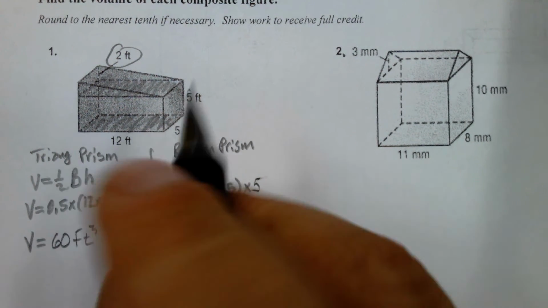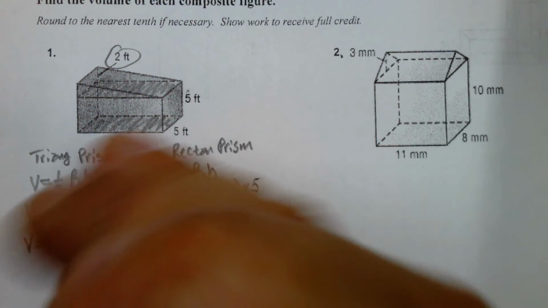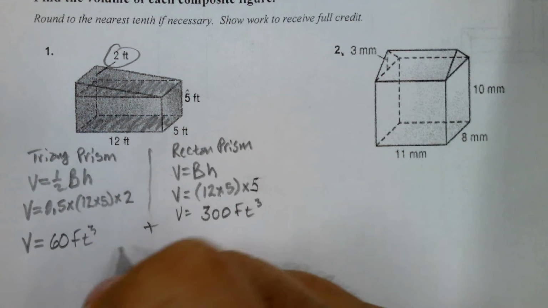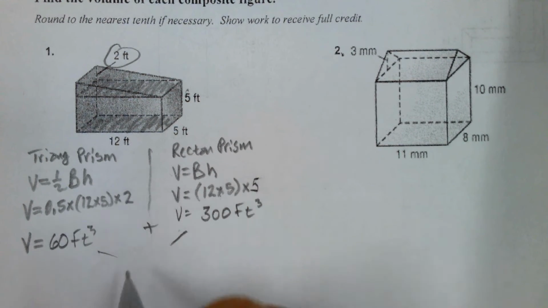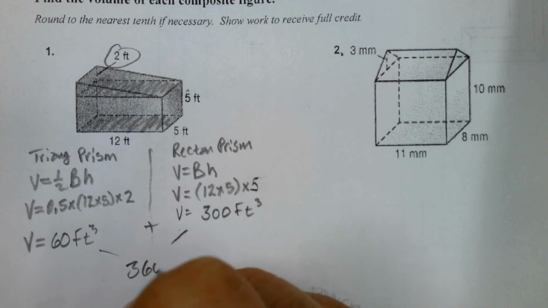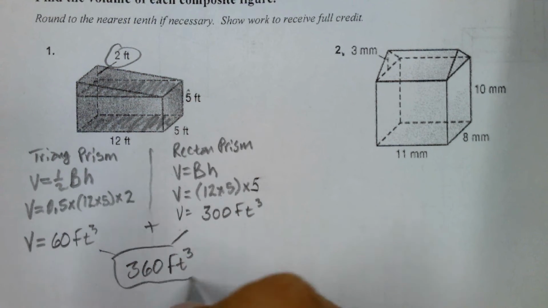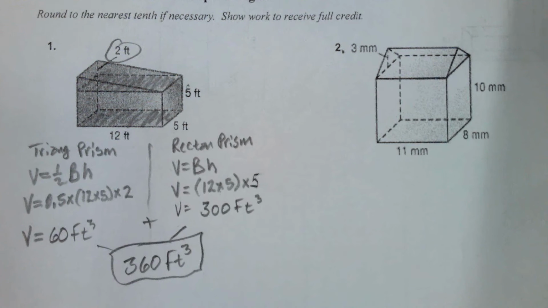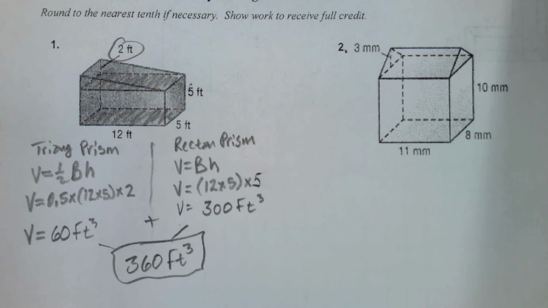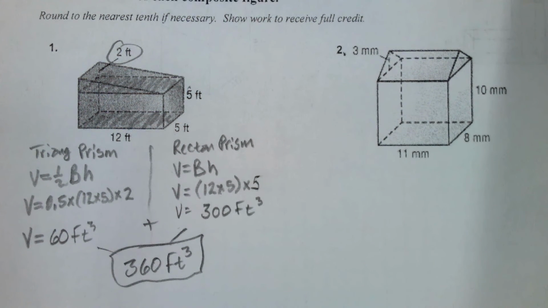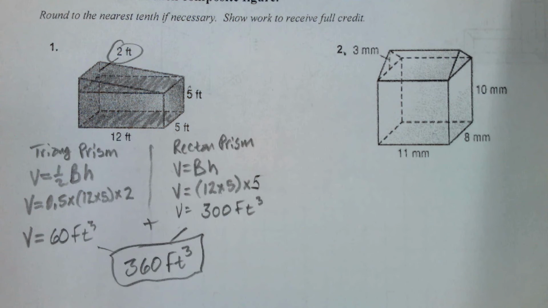So now we just add those together. And that's 360 cubic feet. 360 cubic feet. Okay. So that is going to be the same process that you're going to do for number 2. I want you to try number 2 on your own.